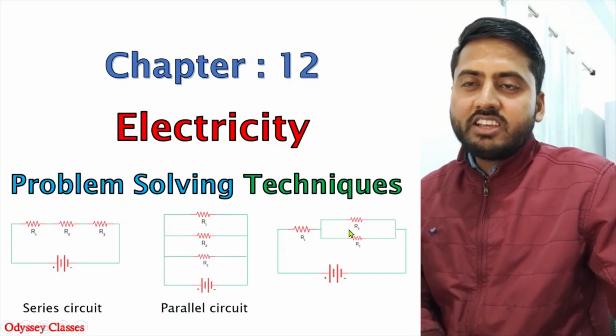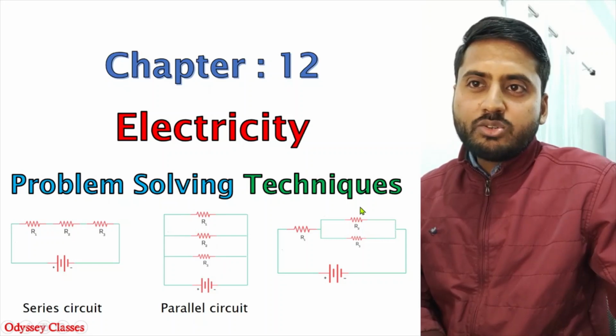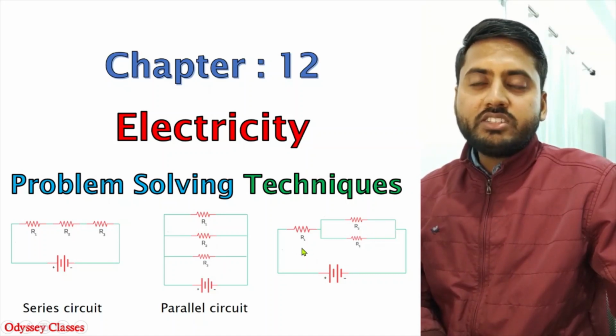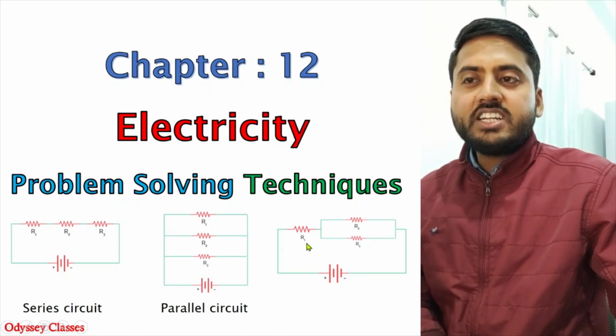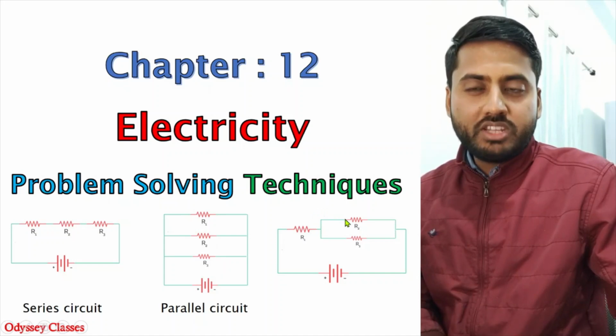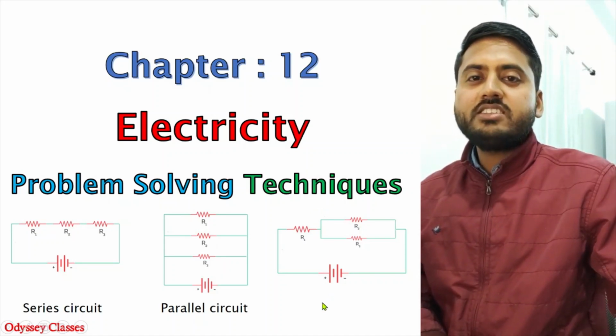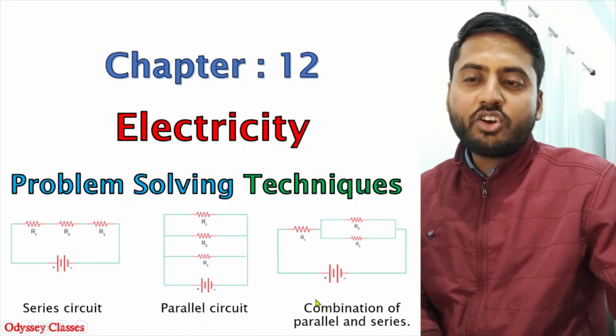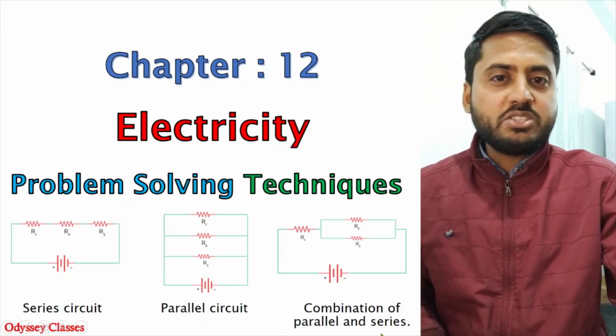As you can see here, the resistor R2 and the resistor R3 are connected in parallel, and the resistor R1 is connected in series to that combination. So we can say this is a combination of parallel and series circuit.